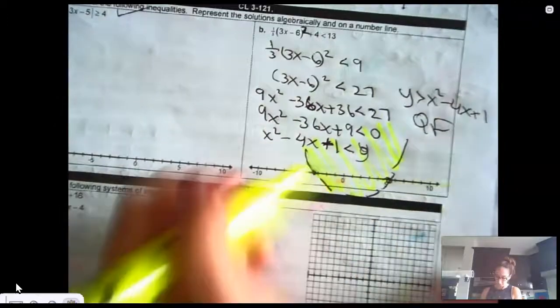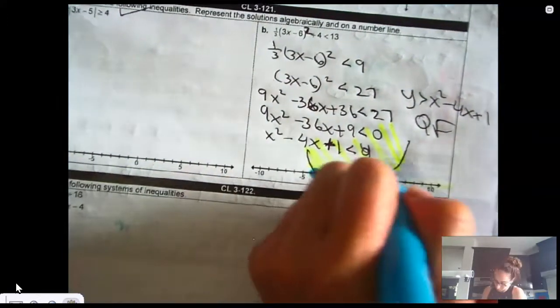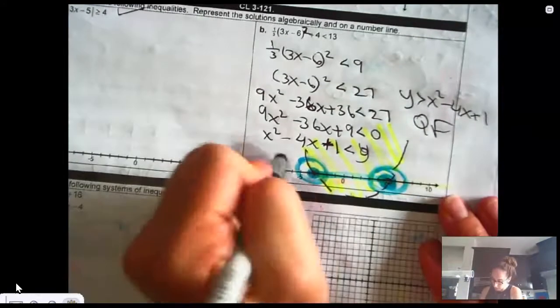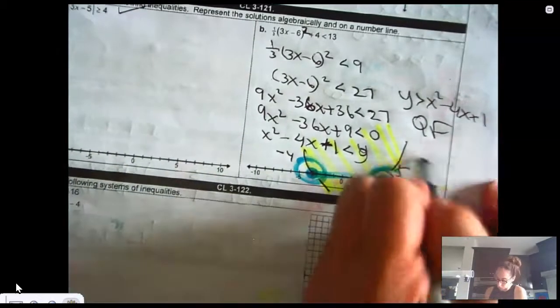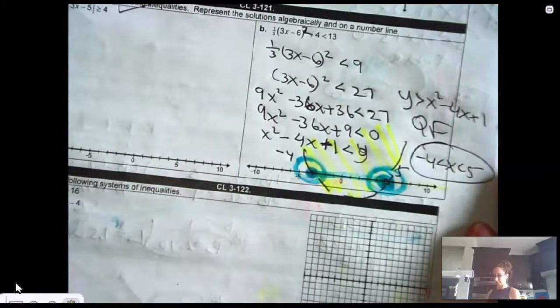Y is greater than means it's shading up, which means I'm colored in the center. Oh, those would be open circles, okay? And let's just pretend this is -4 and this is 5. The answer would be -4 is less than x, which is less than 5.